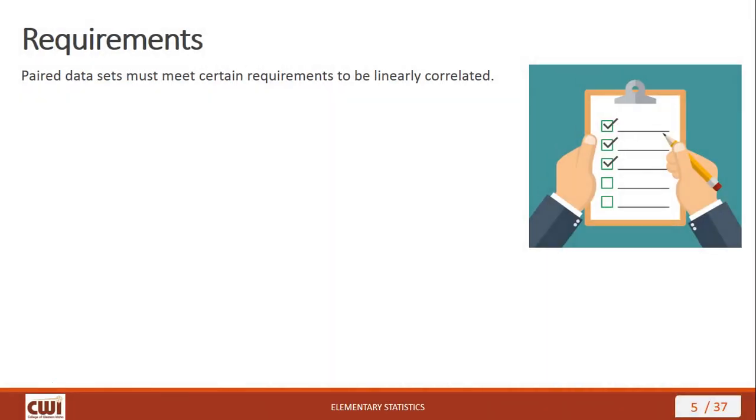Of course, there are some requirements with our methodology, as there always are, because we're making certain assumptions when we use it. So, for paired sets of data, we have to meet certain requirements in order to conclude that they're linearly correlated. First, we need to know that the sample of paired data is a simple random sample of quantitative data. Note that this will not work with categorical data, so it has to be quantitative.